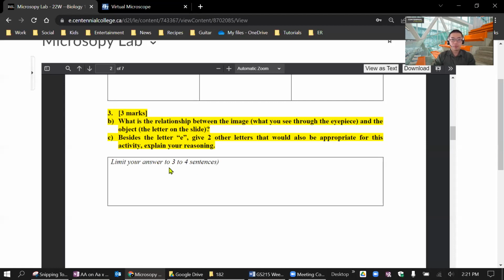You all understand what to put here? Okay, now remember, these are like 3 marks questions, so don't just answer one part and not the other. The other question is, besides the letter E, give 2 other letters that would also be appropriate for this activity. Explain your reasoning. Okay? What other letters would be a good choice to demonstrate this concept of invertedness?